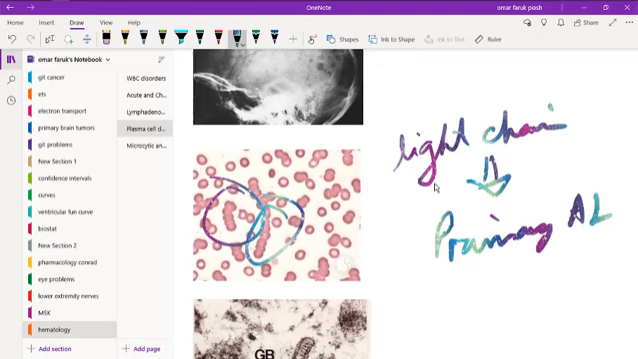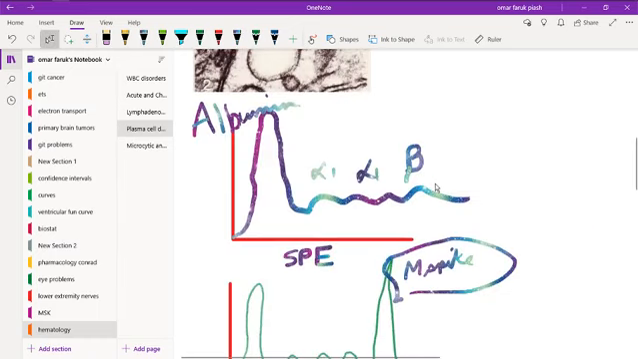If you get a patient without having the CRAB feature, with only an isolated M spike, then you can consider this patient as monoclonal gammopathy of undetermined significance. It is seen in 5% of 70-year-old individuals, and 1% may develop multiple myeloma each year.